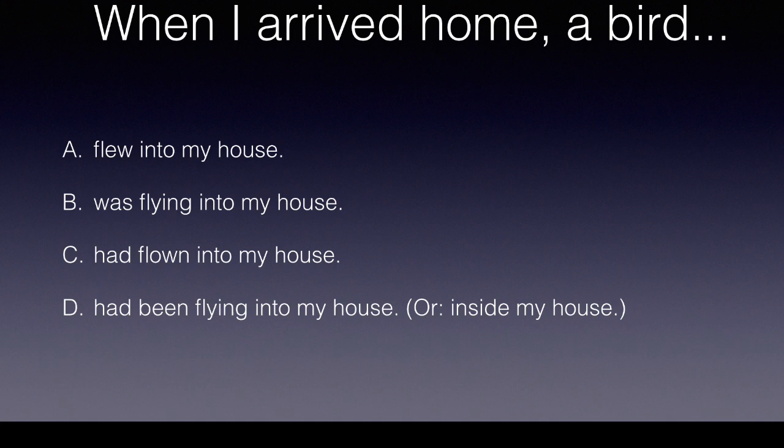So we use the past perfect to talk about something in the past which happened before something else in the past. So if you take from the present, if you take one step back into the past, you've got the past simple, I arrived, and one step further back into the past, it had flown into my house.